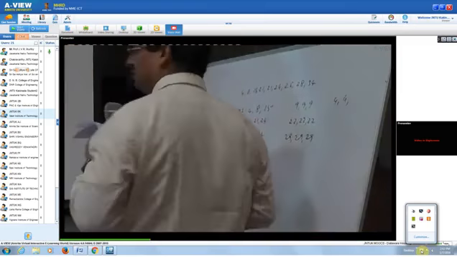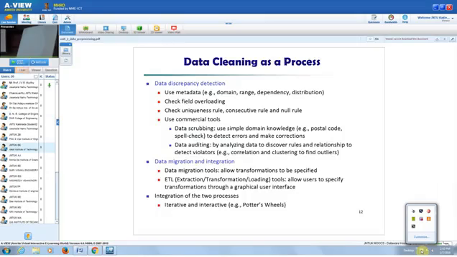Using data to discover rules and relationships to detect violators. Example, correlation, clustering to find outliers and all. So these things are there in data auditing tools. In order to design these tools, it is a very complex scenario because you have to find a lot of interdependencies and analyze the things. So instead of you breaking your head, the tools will take care of that cleaning aspect.